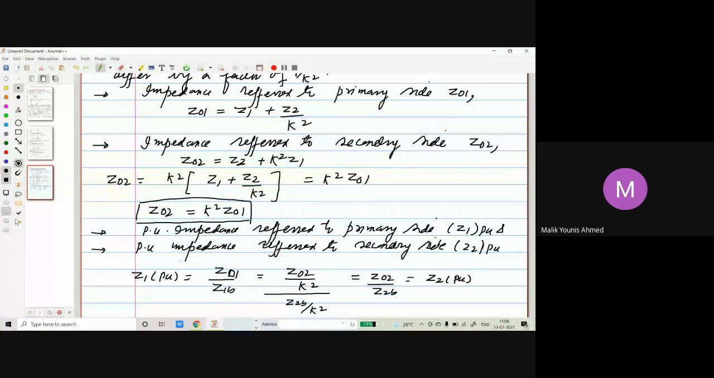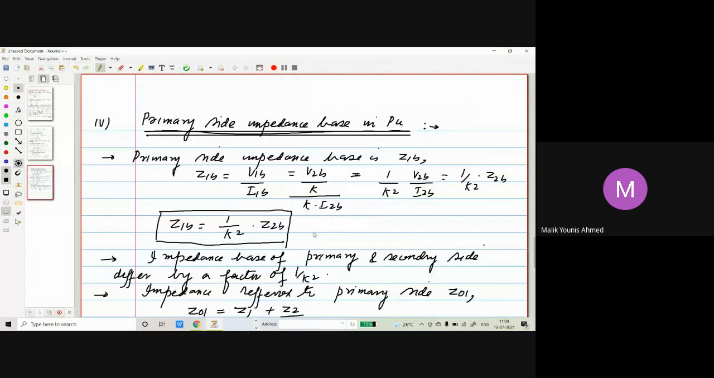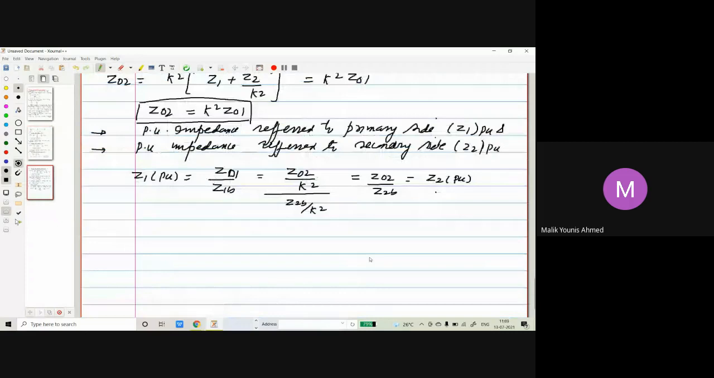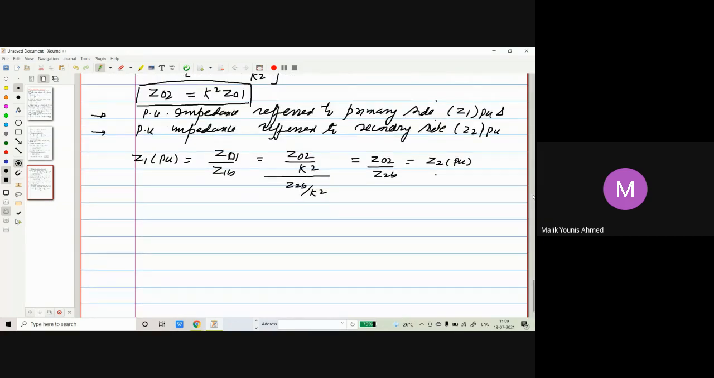So again, I will be repeating it. Here, Z1 per unit is the actual value of the referred impedance divided by the base value. The actual value can be written as Z02 by K square, and the base will be Z2b by K square. K square gets cancelled, giving Z02 by Z2b. So whatever the per unit value of impedance is on the primary side, the same will be on the secondary side. I hope this is clear. There should be no doubt.